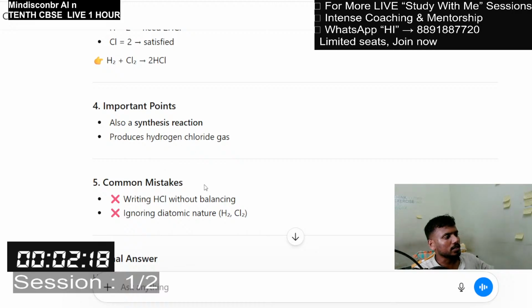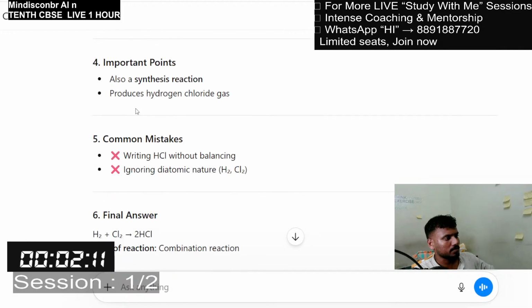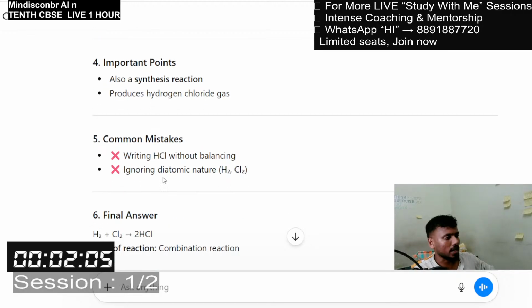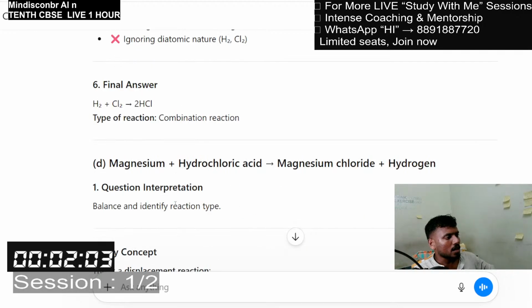This is also a synthesis reaction that produces hydrogen chloride gas. It is an example of a combination reaction. Since 2 elements combine together to form one particular compound, we can call it a combination reaction or synthesis reaction.